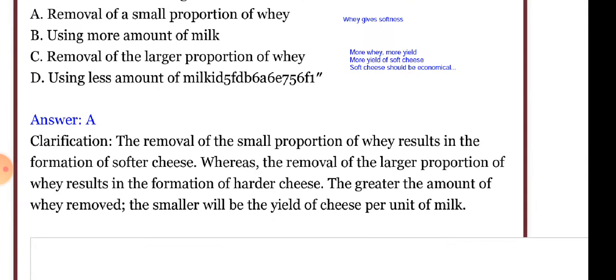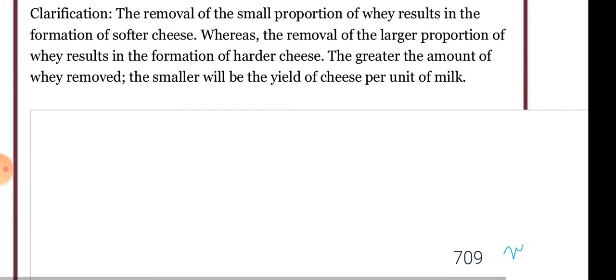Clarification: the removal of a small proportion of whey results in the formation of softer cheese, whereas the removal of a large proportion of whey results in the formation of harder cheese. The greater the amount of whey removed, the smaller will be the yield of the cheese per unit of milk.